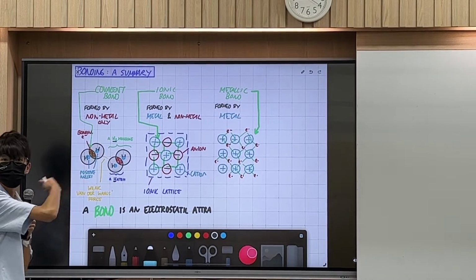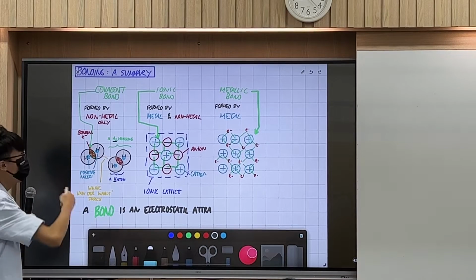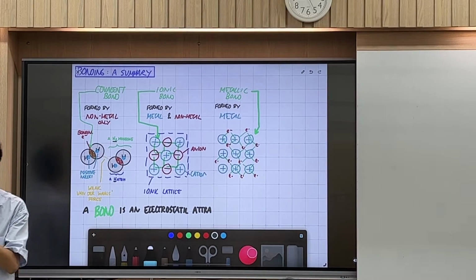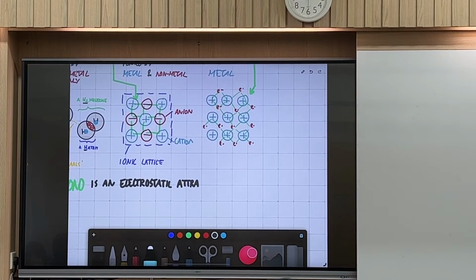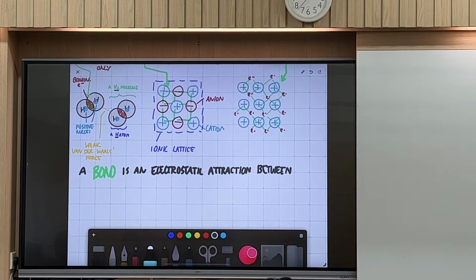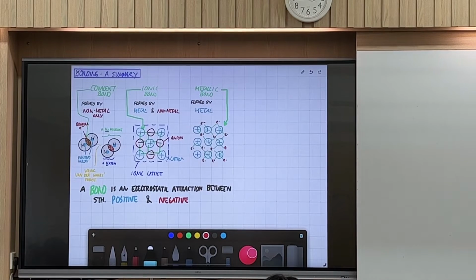So at least there is something in common between these three types of bonds. And this is that they all have something positive and negative. So learn this new word if you haven't already. Electrostatic attraction. Electrostatic attraction means the attraction between something positive and negative. And once you copy this, we can move on to the bottom of the page.